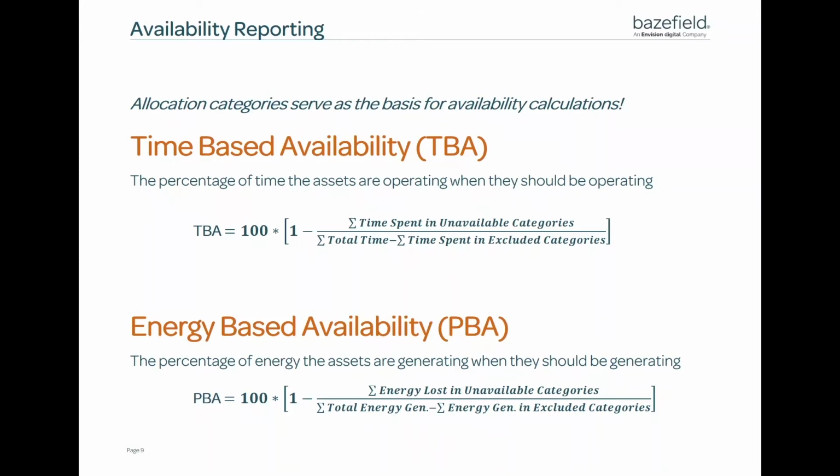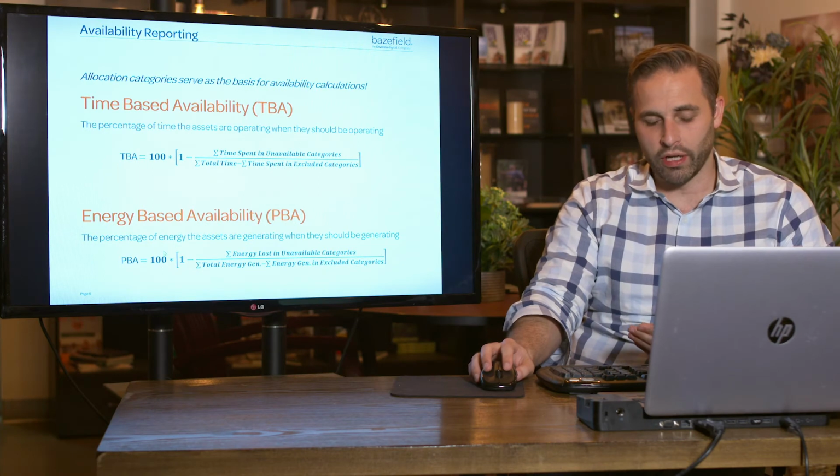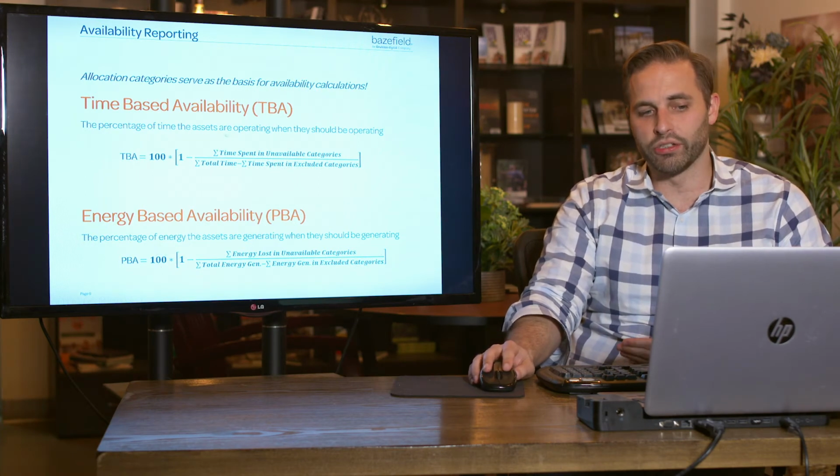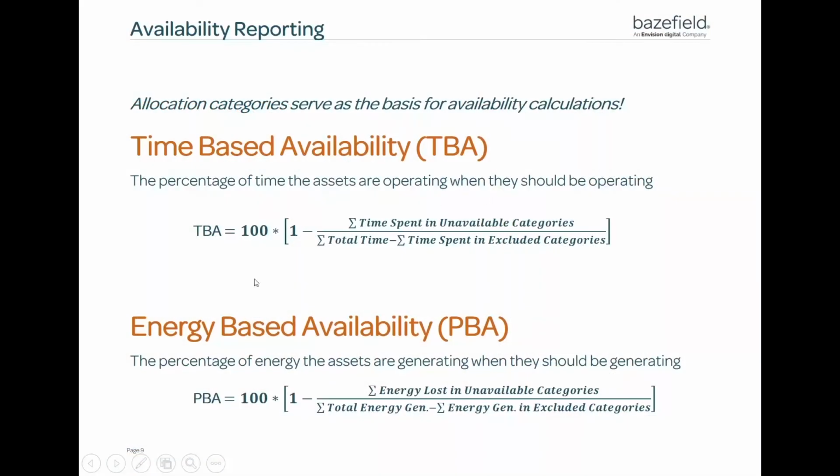Generically, we've put in a system that measures both time and production-based availability based on the category sets. The definition of time-based availability is given by this equation: we're basically summing up the time spent in unavailable categories and dividing it by the total time minus excluded time, and multiplying that by 100. Production-based availability is equivalent, but instead of looking at the percentage of time assets are operating when they should be, we're looking at the percentage of energy the assets have generated when they should be generating. These are the two most common industry metrics that calculate availability.